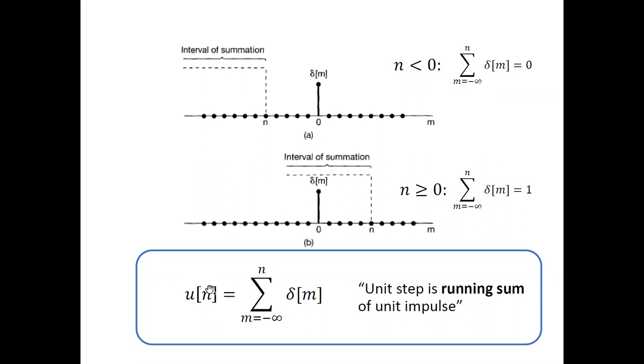Therefore we get the relationship that u of n equals the infinite sum of delta of m for m ranging from minus infinity to n. So it's a function of n. And speaking in words, the unit step is the running sum of the unit impulse.